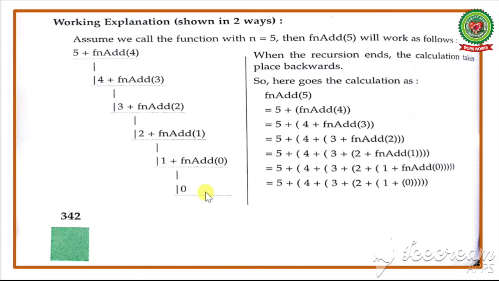This is the first way. And the second way is when the recursion ends, the calculation takes place backwards. So here it is add 5, then 5 plus add 4, then 5 plus 4 plus add 3, 5 plus 4 plus 3 plus add 2, 5 plus 4 plus 3 plus 2 plus add 1, 5 plus 4 plus 3 plus 2 plus 1 plus add 0. Now add 0 will return 0 because it is the base case where n is less than or equal to 0. We have mentioned in the program that it will return 0. So at the end all the numbers are added and result in 15.